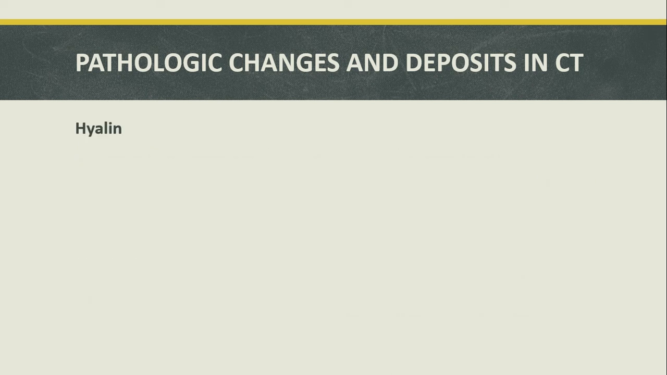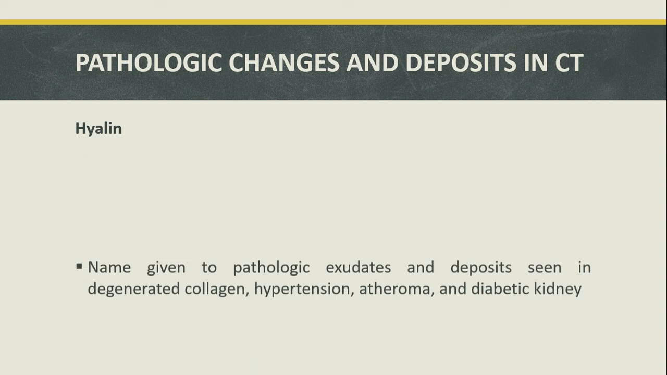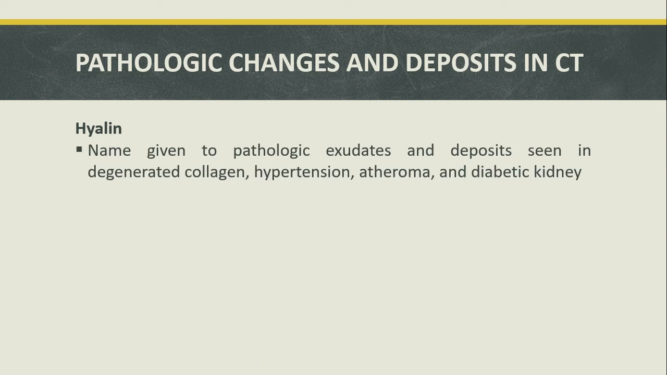Hyaline are pathologic exudates and deposits appearing as smooth, homogeneous eosinophilic material. It is seen in degenerated collagen, hypertension, atheroma, and diabetic kidney. It is also non-specifically demonstrated using the PAS technique.